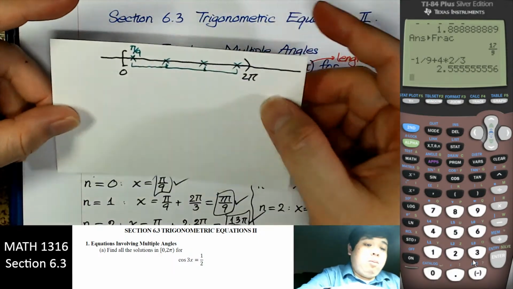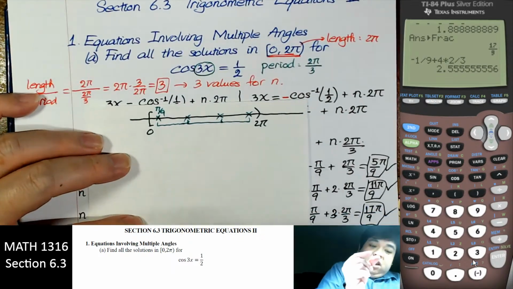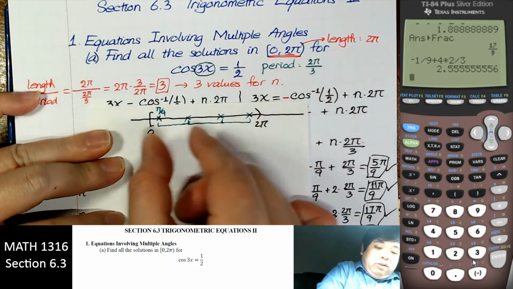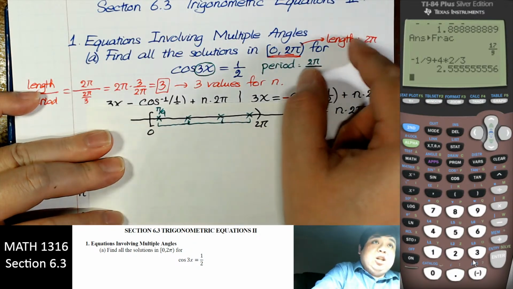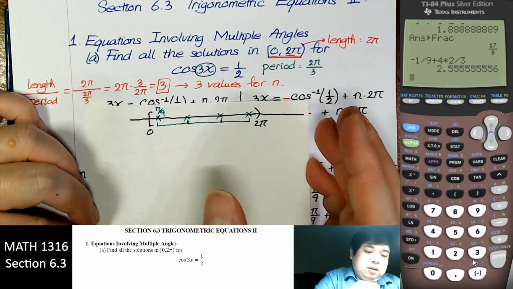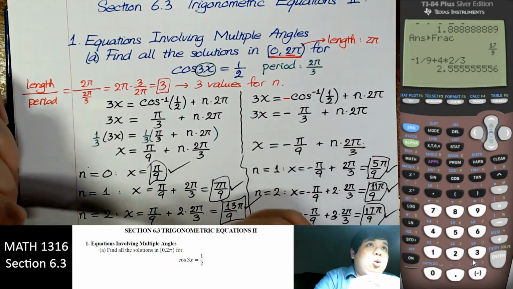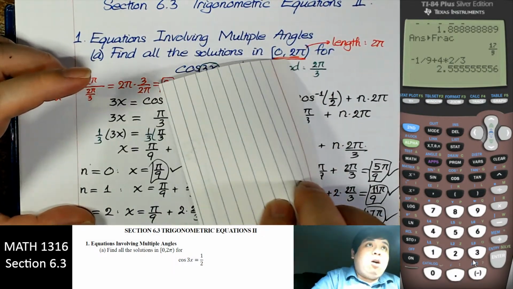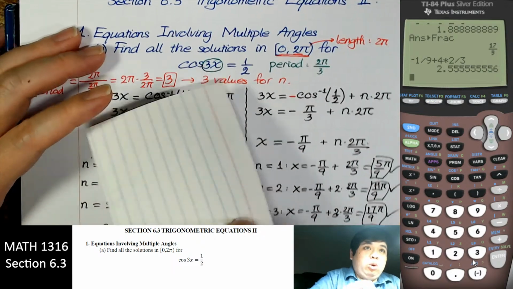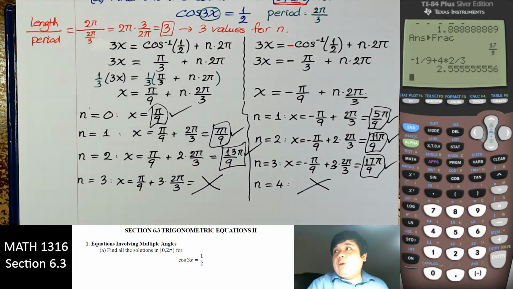Go back to our problem. Because the period of the problem is 2 pi over 3, and you can fit 3 of them in the 2 pi. That's why we have 3 values for n. Yeah. So we take the length of the interval divided by the period. In that case we would know how many values of n we need for the problem.